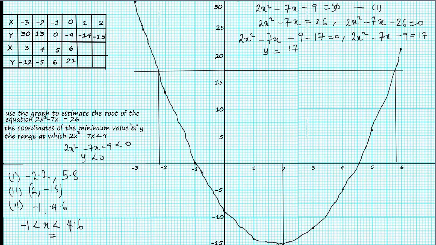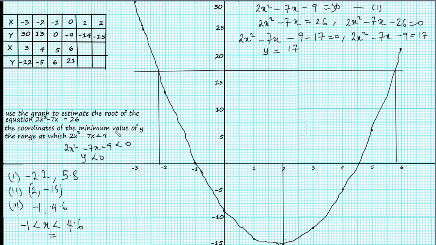And the second one is the coordinate of the minimum value of y. So this is the minimum value of y. We trace it to the side, and when we trace to the side, it will give us minus 15. So this is the y-axis, and our x-axis value is 2. So it is 2 and minus 15.